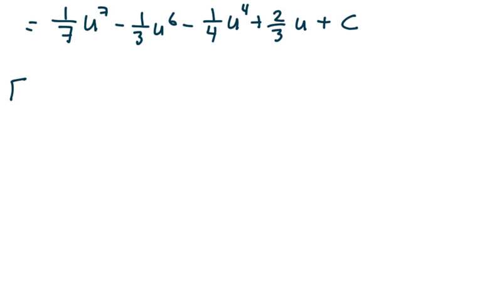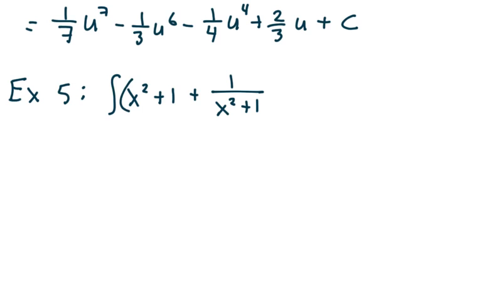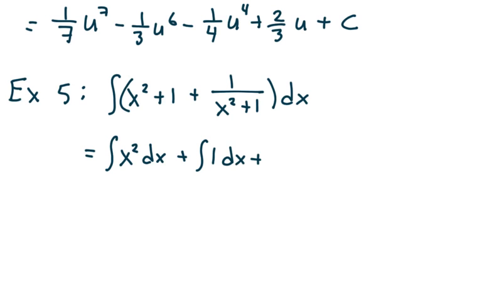Okay. If we take a look at example 5, so we're going to do 2 more for this video. So we have x squared plus 1 plus 1 over x squared plus 1 dx. So this is the integral of x squared dx plus the integral of 1 dx plus the integral of 1 over x squared plus 1 dx.